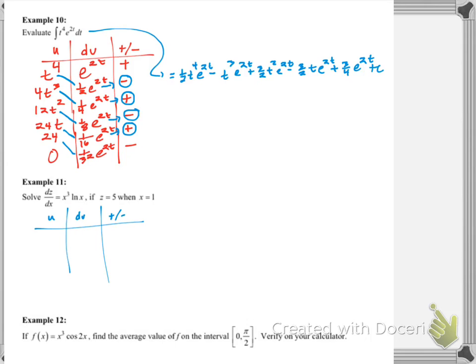Now, example number 11, this changes things up a little bit. If we follow the limit command, log of x is going to be our u. And so, logs go first, there's our u. That means x cubed is our dv, and if we run through this, it doesn't terminate. You can take the derivative of 1/x, the antiderivative of x cubed, and we can keep going. Both of those continue indefinitely.